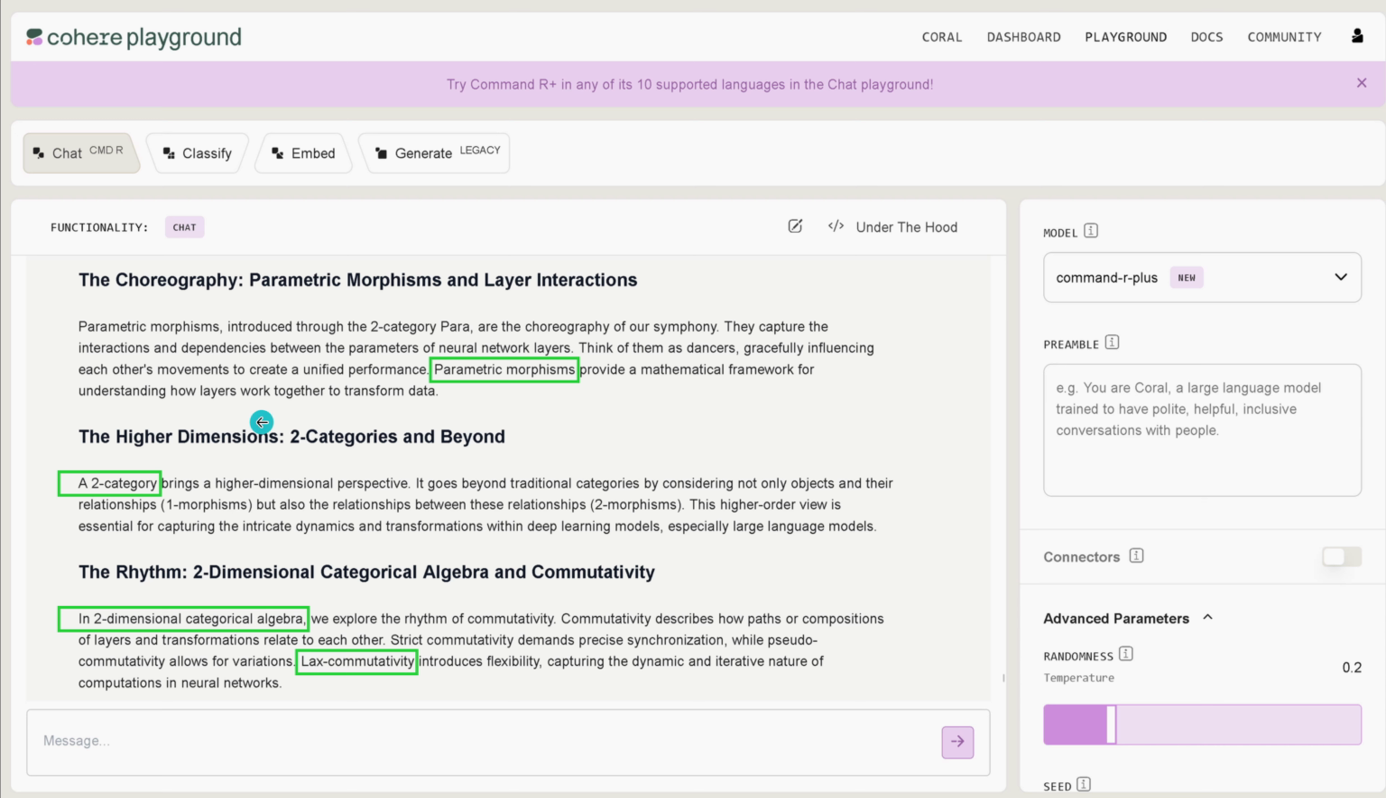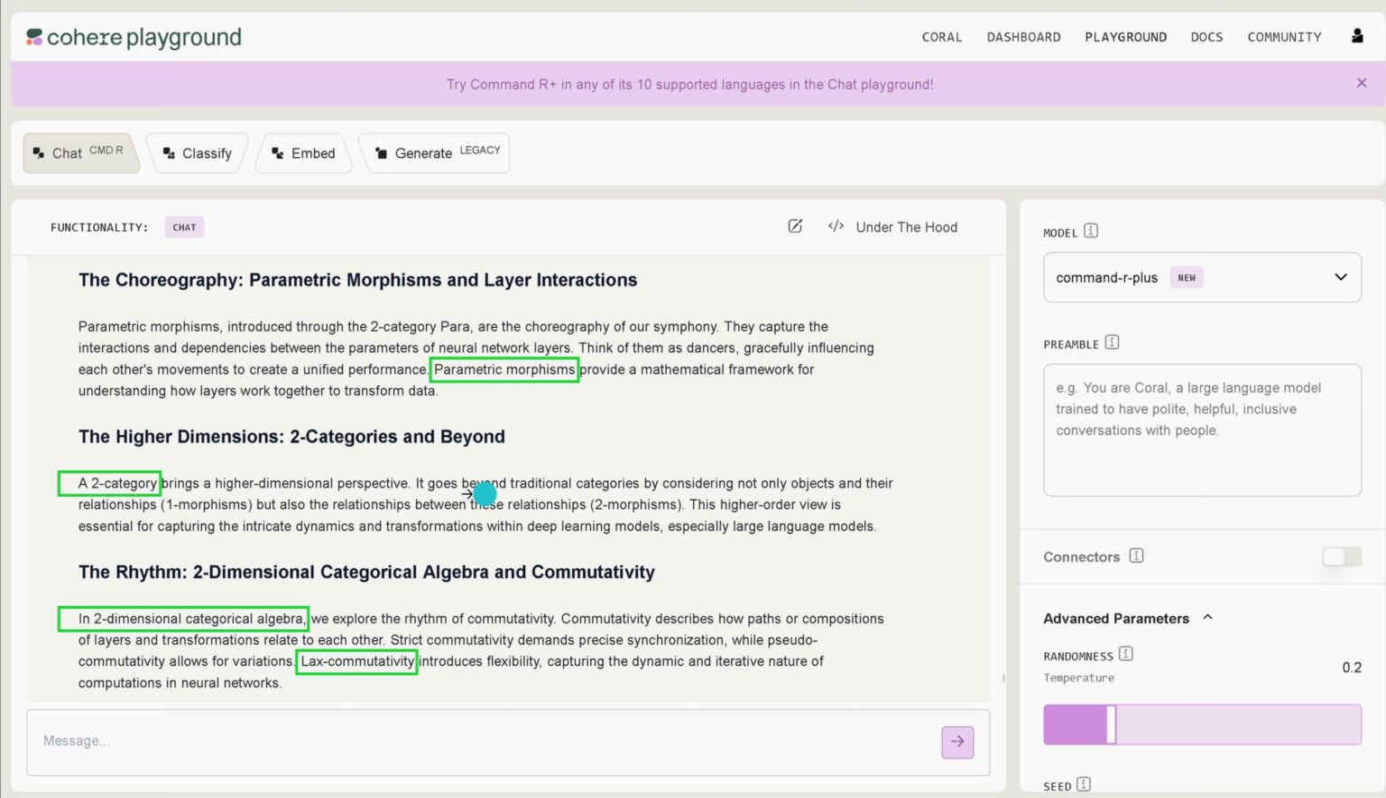The higher dimension, yes, of course, are the 2-categories. It's really complex to describe this in a simple example. They bring a higher dimensional perspective, okay? It goes beyond traditional categories by considering not only objects and their relationships, but also relationships between the relationships. This higher order view is essential for capturing the intricate dynamics and transformations within deep learning models. Okay, the dynamics, good. And now for the rhythm.